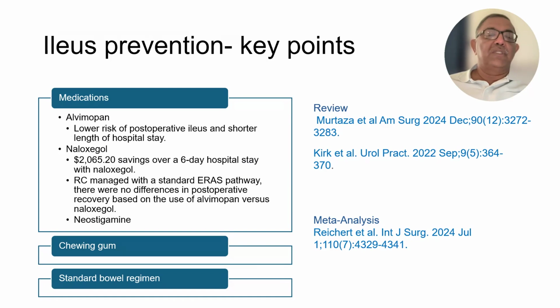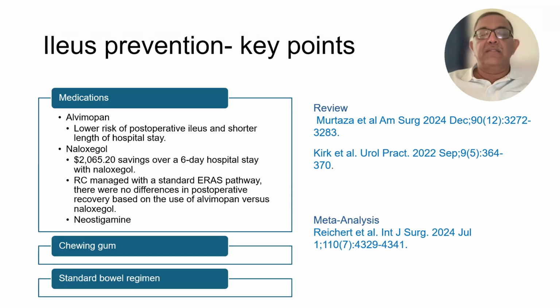So there is another agent which is significantly cheaper, which is called naloxegol. Naloxegol is a much cheaper option, and it results in a saving of over $2,000 over a 6-day hospital stay compared to alvimopan. Now, in radical cystectomy managed with the standard ERAS pathway, there was no difference in the postoperative recovery based on the use of alvimopan versus naloxegol. Neostigmine is another drug that I used quite frequently because of the non-availability of alvimopan. Chewing gum, as I've said, on day one initiates the gastrocolic reflex and is extremely important in starting or restarting the bowel activity. Besides which, a standardized bowel regimen should be used.